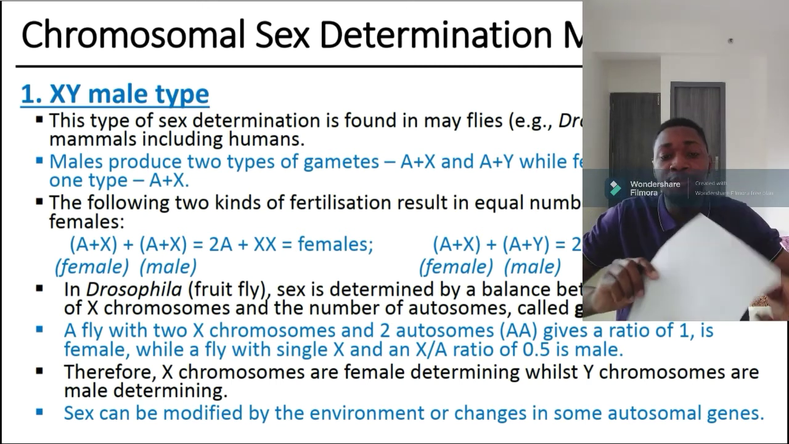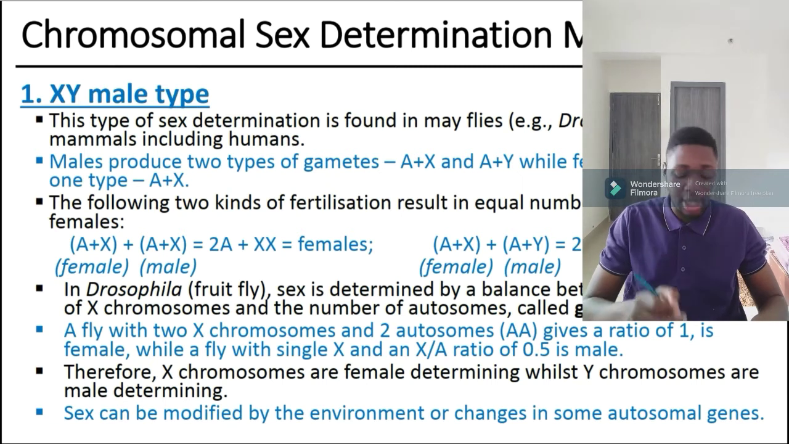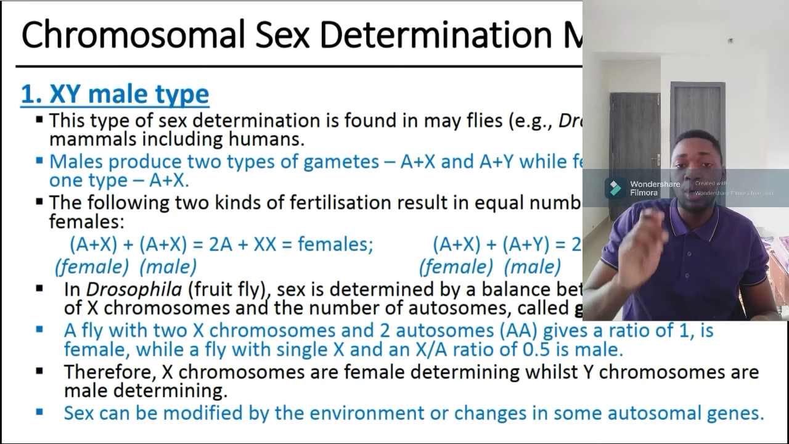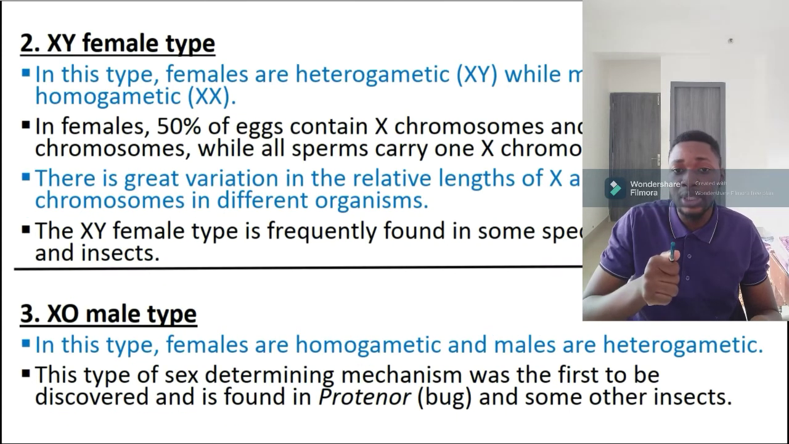X is for females and the Y chromosomes are for males. So whenever you see the Y chromosomes, you should know that these are males. Sex can be modified by the environment or changes in some autosomal genes, meaning environment can also determine the sex, whether the species which is going to be produced is a male or a female.